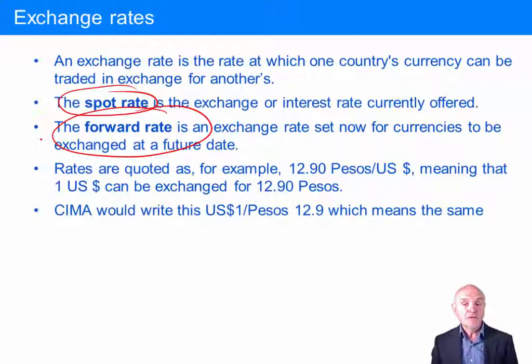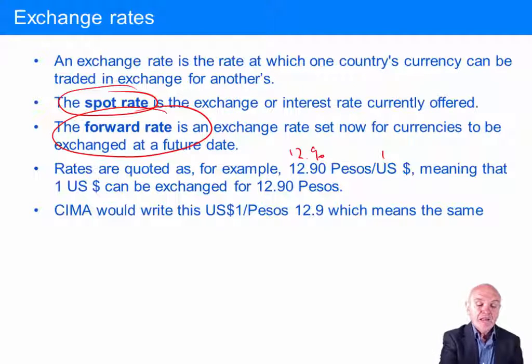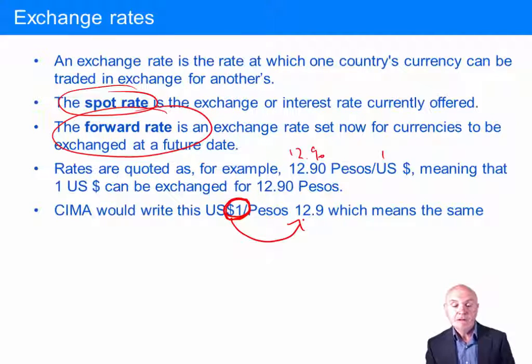So this can give certainty. Rates are quoted in a couple of different ways. So here, this one is meaning, if I go in with $1, this is pesos per dollar. So I go in with $1, I'm going to get 12.9 pesos. And CIMA quite often has a slightly different way of doing it. It's this one here, which nearly looks the reverse of that one. This one is pesos per dollar. This looks like dollars per peso. But the key here is to see this one. This is saying $1 is going to give you 12.9 pesos. So those two ways of telling you the exchange rate amount to exactly the same.